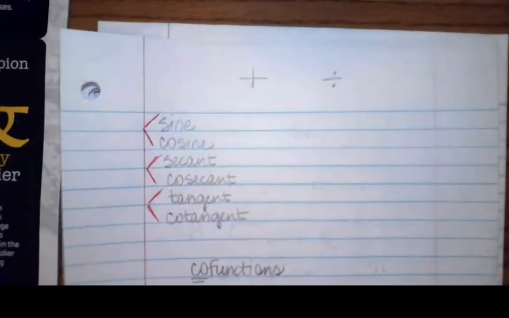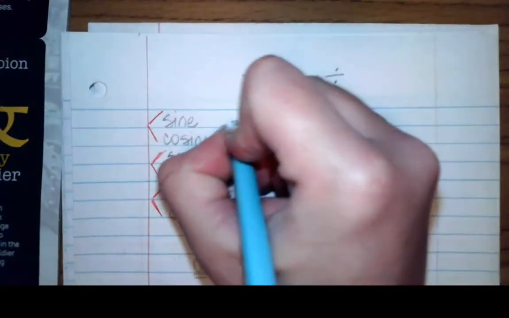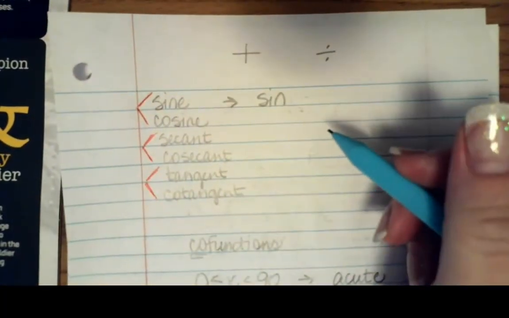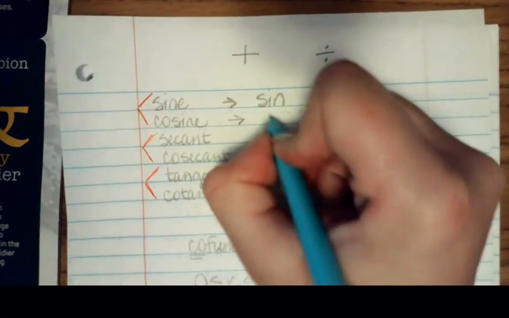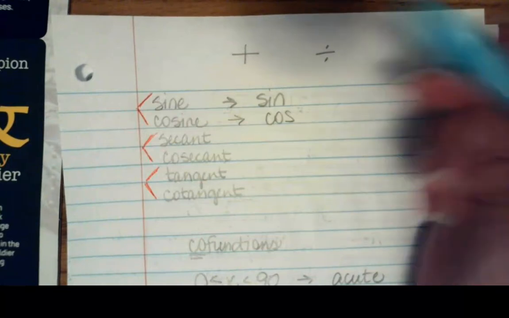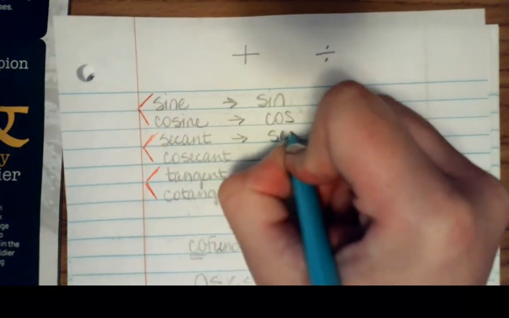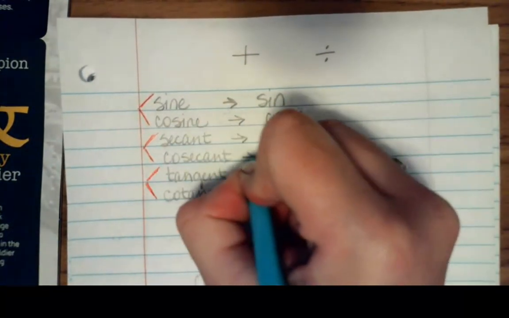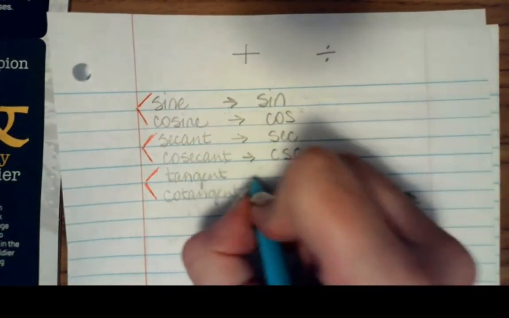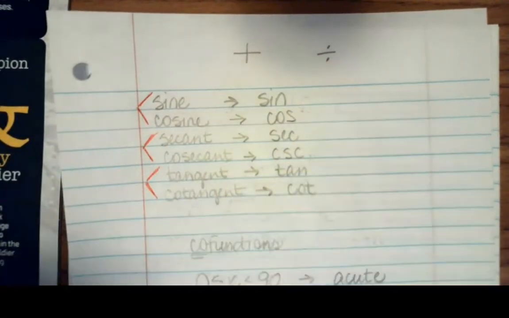So first of all, sine is going to be abbreviated as sin. Okay, I'm going to turn that off. Is that better? All right. So that's sin. Cosine is going to be cos, because remember, we're lazy math people, and it's too hard to write the full word. All right, secant is going to be sec. Cosecant is going to be a weird one. It's csc. Tangent is tan, and cotangent is cot.